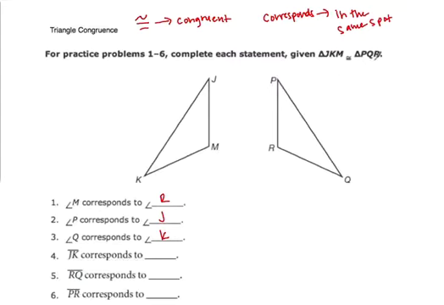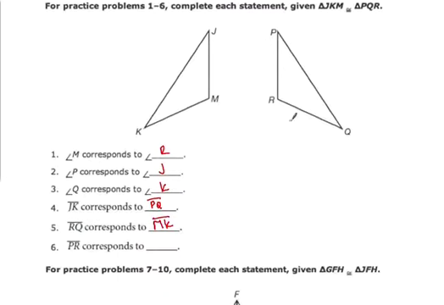Now, that works for angles, but it also works for segments or sides. In number 4, JK is going to correspond to PQ. I need to write it in the same order as the angles that correspond. RQ is going to correspond to MK, and PR is going to correspond to JM.